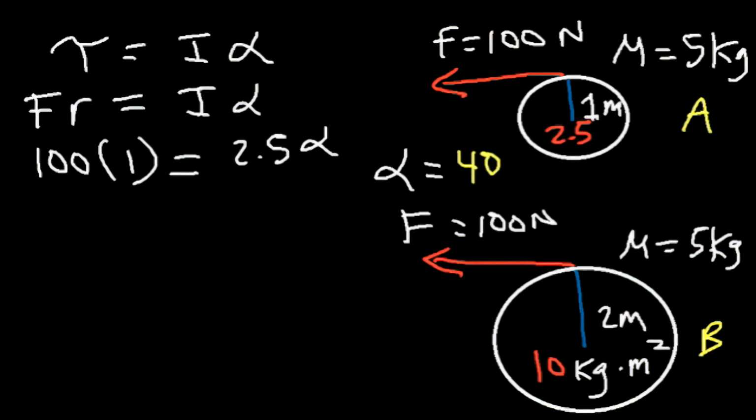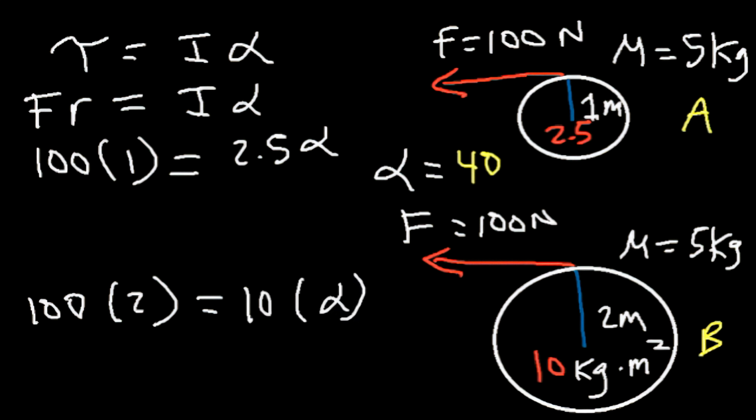Now for the second object, the force is 100, the radius is 2, so a larger torque is exerted on the larger wheel. The inertia is 10, so what is alpha? 100 times 2 is 200, divided by 10, that's 20. So alpha is 20 for the larger wheel.